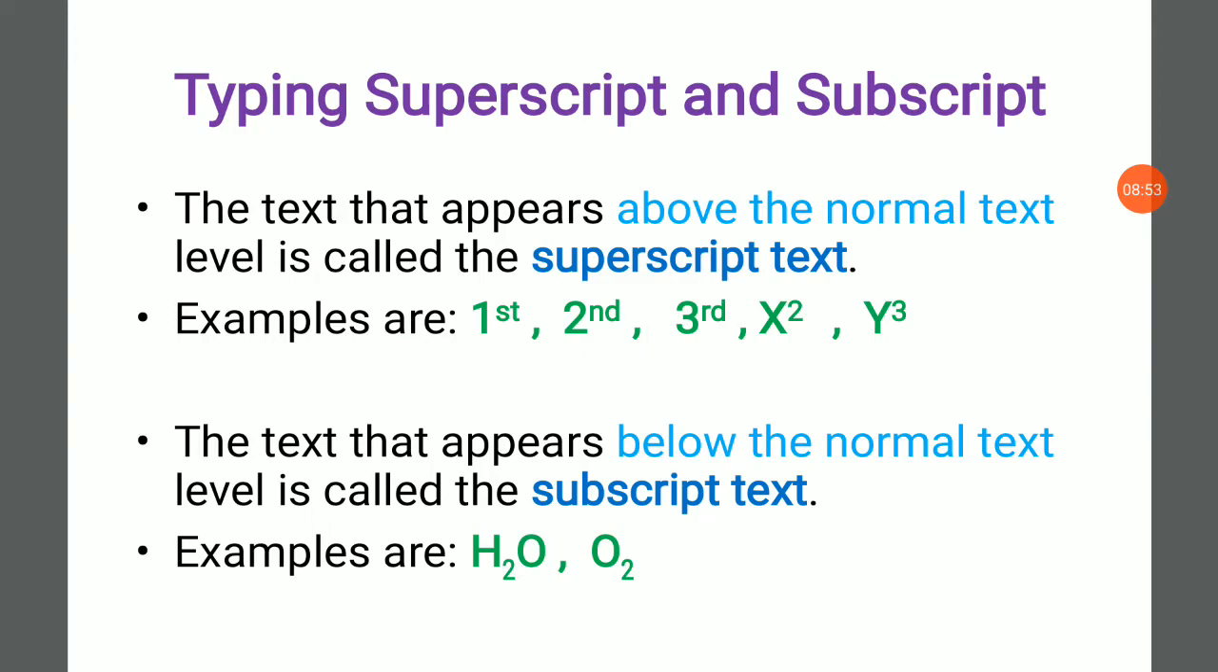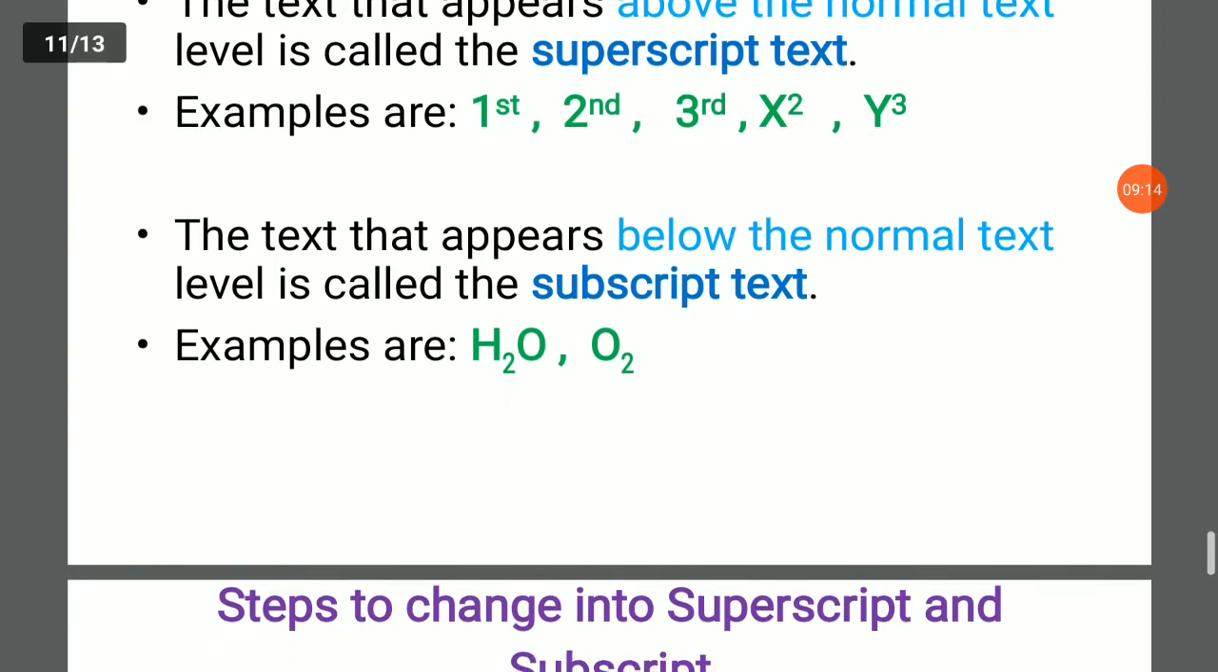Now subscript. The text that appears below the normal text level is called subscript text. Once again, the text that appears below the normal text level is called subscript text. Examples are H2O, O2.